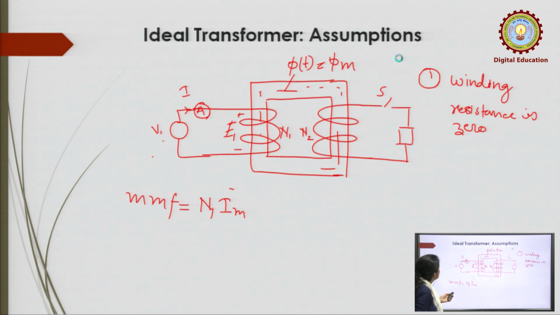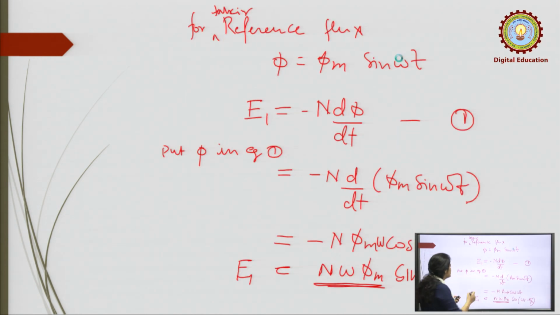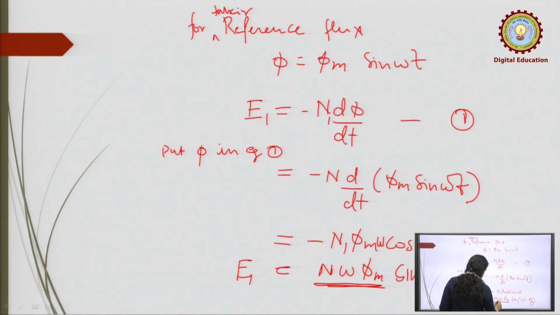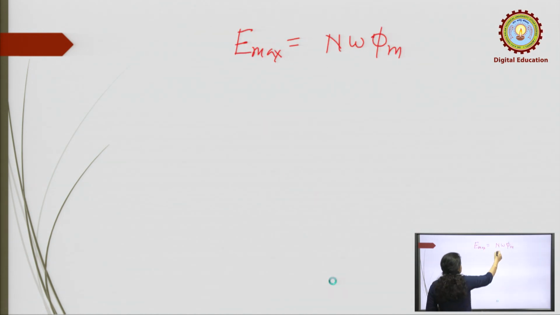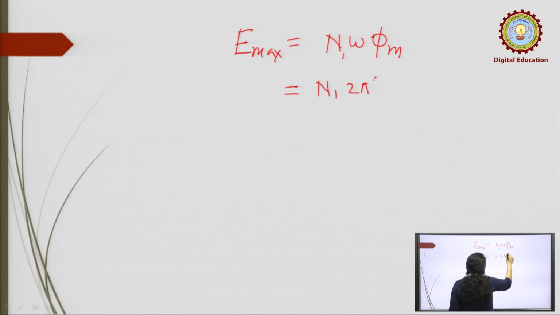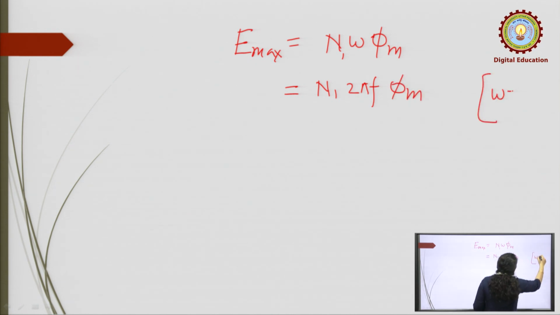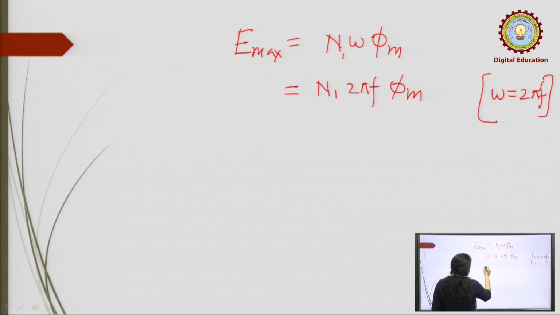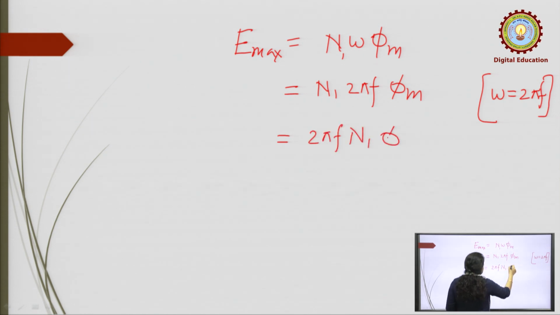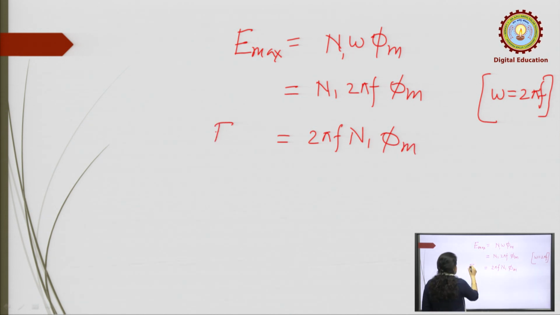and in case of this primary side, I have taken the number of turns as n1. So, here it is n1. And omega is of course 2 pi f, where omega is equal to 2 pi f. Okay. This is E max.